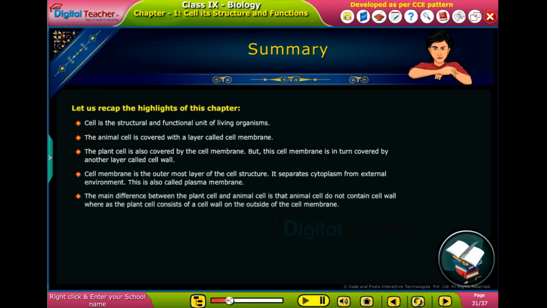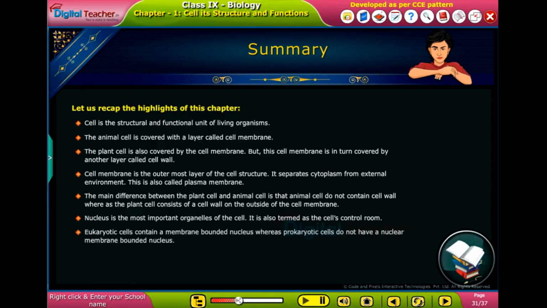The main difference between the plant cell and animal cell is that animal cell do not contain cell wall, whereas the plant cell consists of a cell wall on the outside of the cell membrane. Nucleus is the most important organelle of the cell. It is also termed as the cell's control room. Eukaryotic cells contain a membrane-bounded nucleus, whereas prokaryotic cells do not have a nuclear membrane-bounded nucleus.